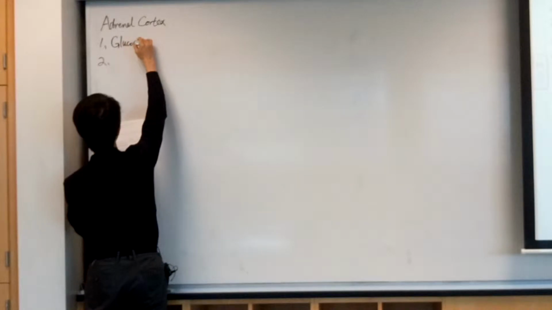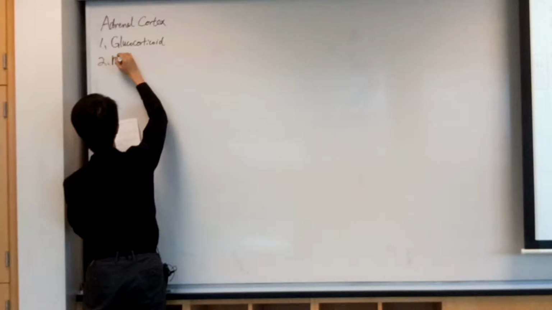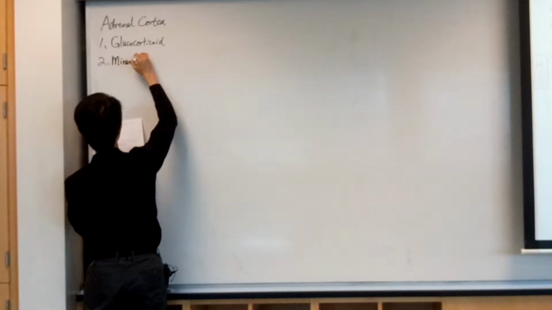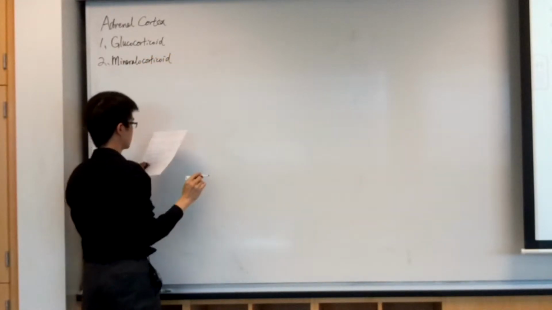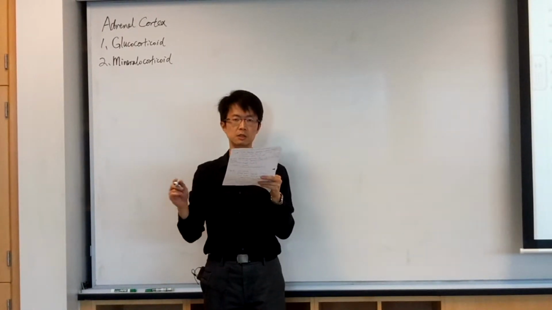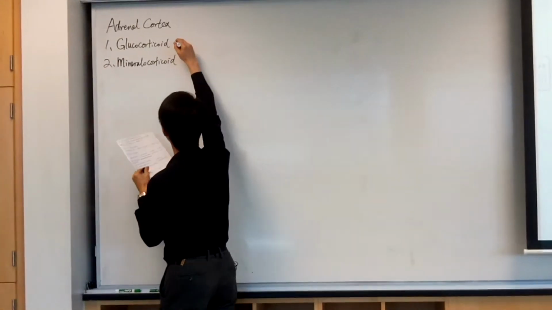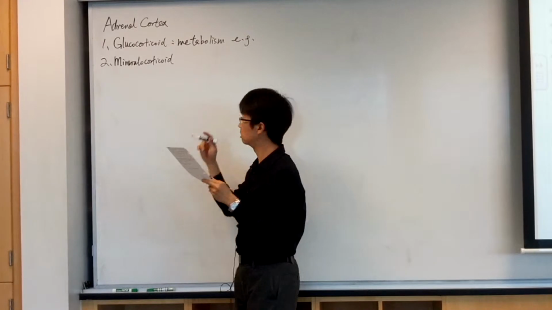One is called glucocorticoid. One is called mineralocorticoid. Glucocorticoid, usually it has something to do with regulating the metabolism in general. An example of glucocorticoid is cortisol.